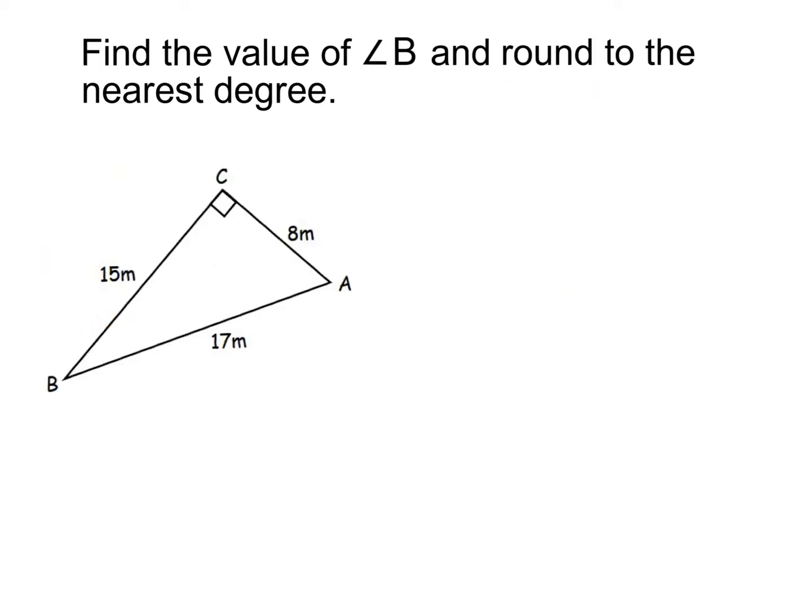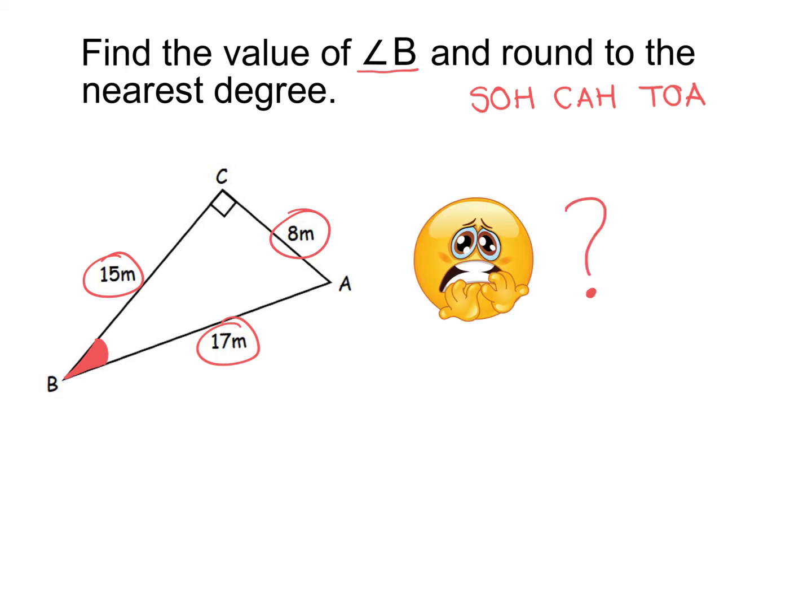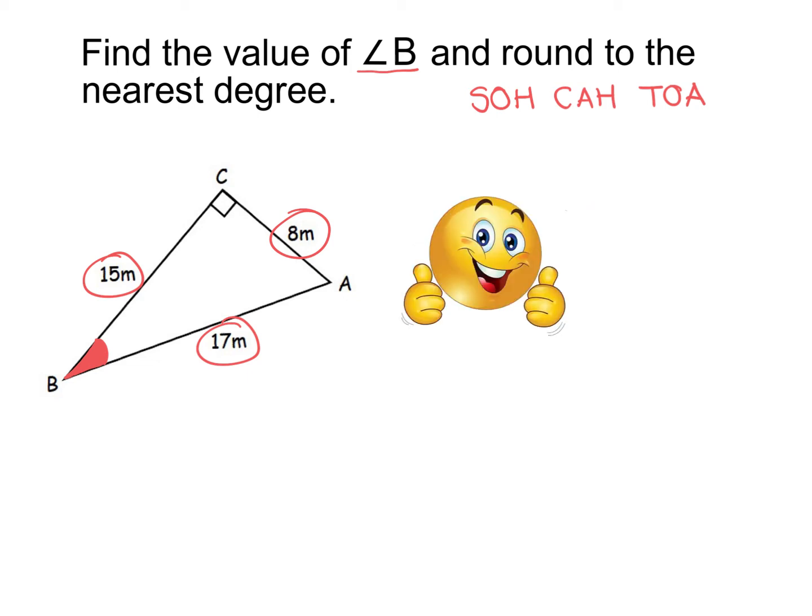Our second question says, find the value of angle B and round to the nearest degree. I'm going to start off by writing SOHCAHTOA, and the angle we're looking at is angle B, so that will be our reference angle. Now, if you look at the triangle, they've given you 1, 2, and 3 sides. So out of these 3 sides, which one are you going to choose to actually solve for B? This can look very daunting. But don't worry, it's actually a good thing.